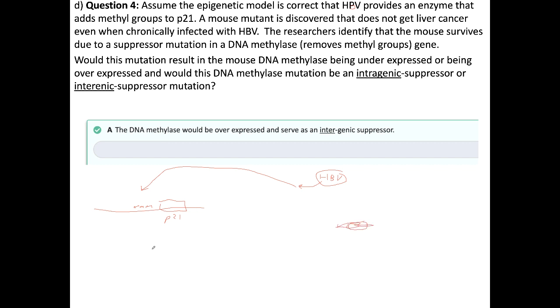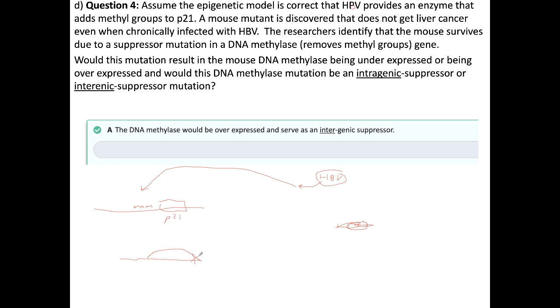Okay, now what happens is the researchers discover this mouse. And I know this will be a horrible picture of a mouse. My bad. Looks more like a computer mouse than a real mouse, I guess. But we'll put whiskers on it so it looks like a real mouse. Oh my gosh, that's amazing now.